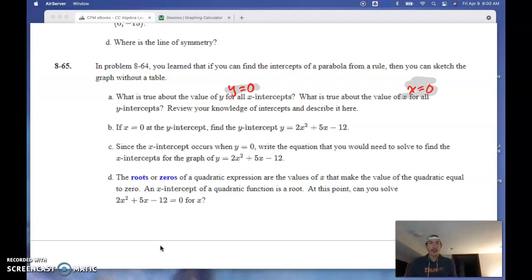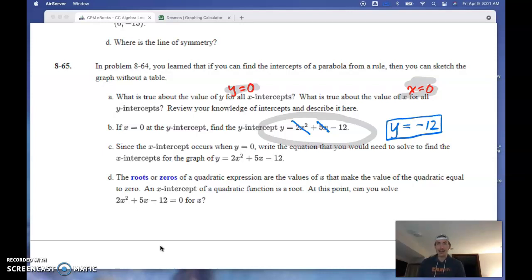If x equals 0 at the y-intercept, find the y-intercept of this. And this is actually pretty easy, because if x equals 0, look at this. I can just dump those x terms out. So then what does my y equals have to be? And that is one of the easiest points to find with any parabola. Okay, so that's a really free giveaway if you can remember that, right?